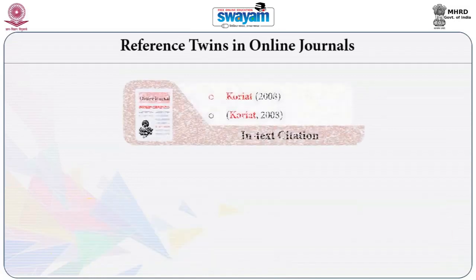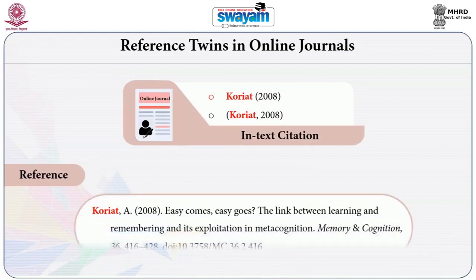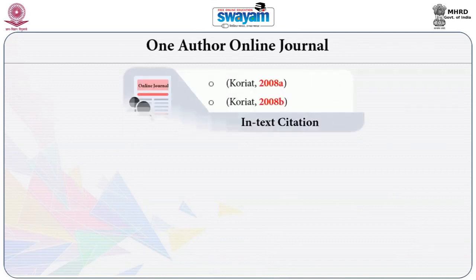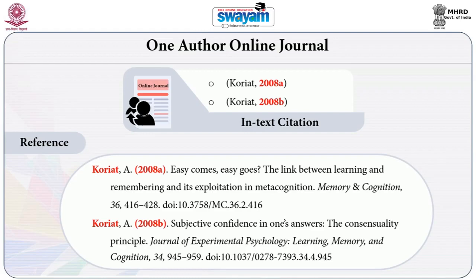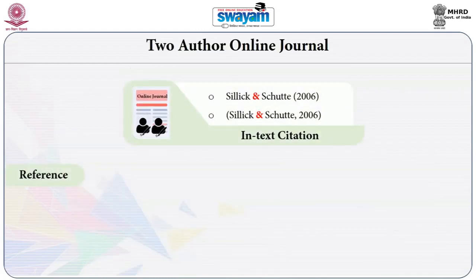Next is the example of journal with URL displayed on the screen, followed by journal with DOI. Full details are same as in the print journal. Only the URL or DOI follows in the end.